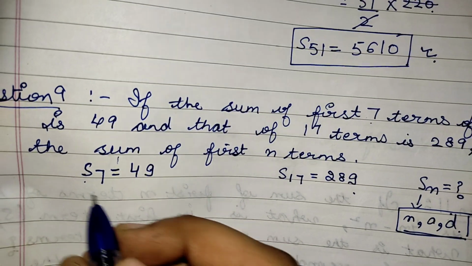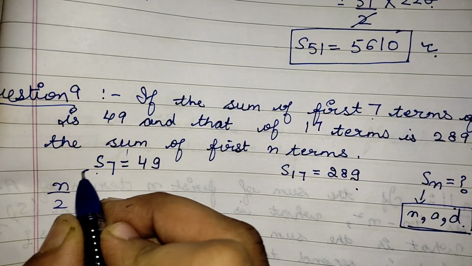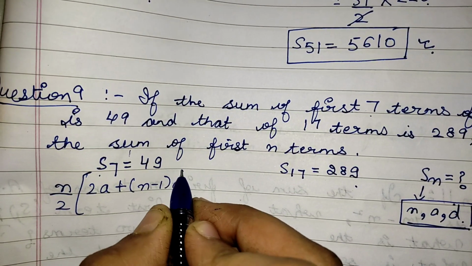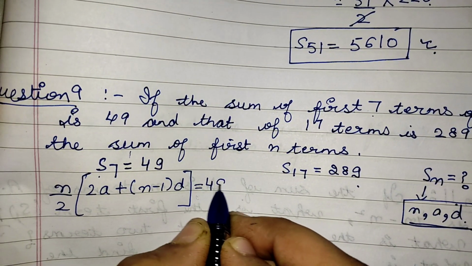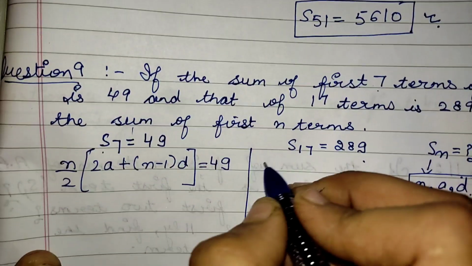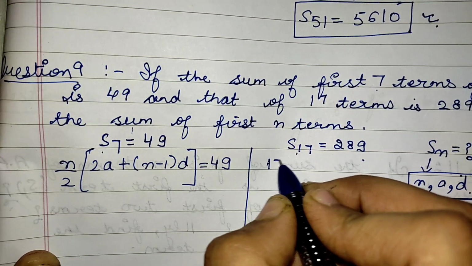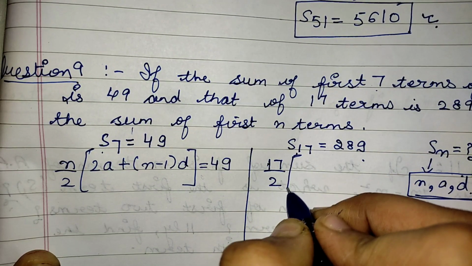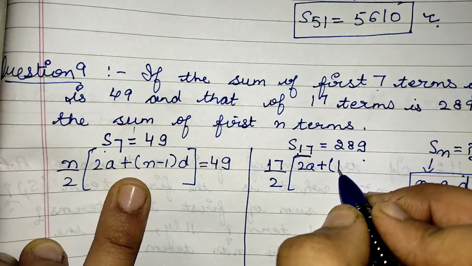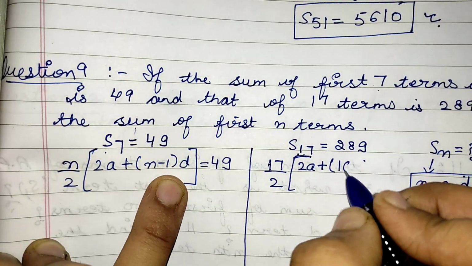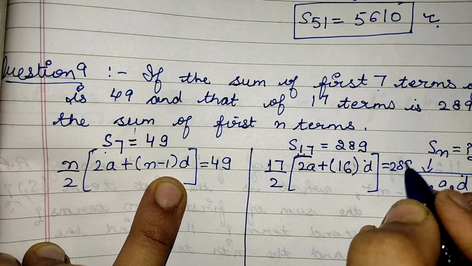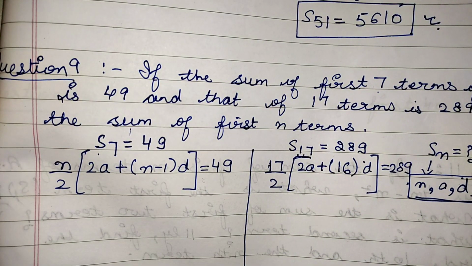S7 is n by 2 into 2a plus n minus 1 into d, which is equal to 49. Similarly, S17 is 17 by 2 into 2a, a I do not know, plus n is 17, so 17 minus 1 will be 16 into d, which is equal to 289.